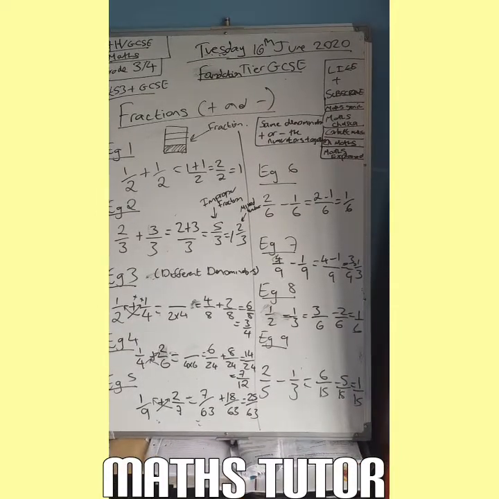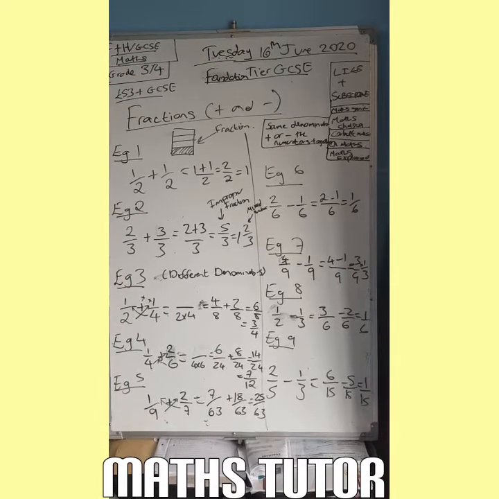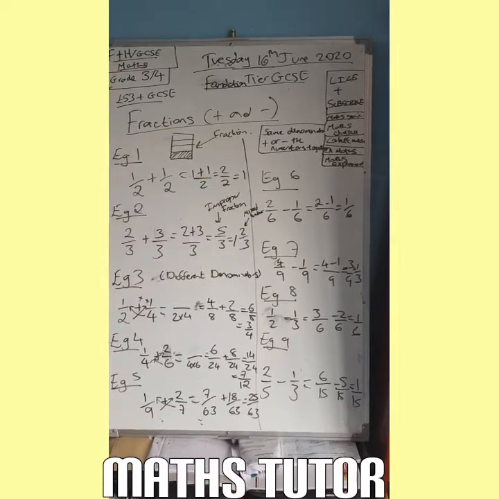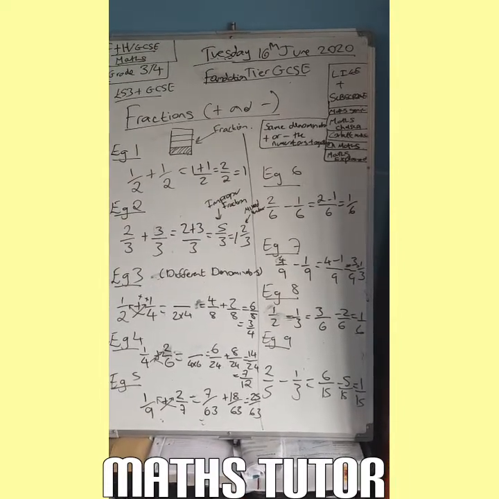Example 6, 2/6 minus 1/6. So subtracting fractions. It's the same denominator, so all I do is follow that rule. I subtract the top numbers: 2 minus 1 over 6, which is going to be 1 over 6.